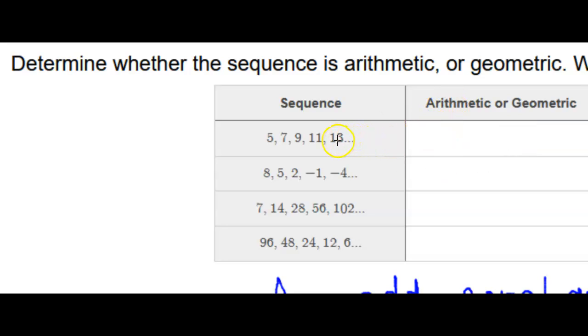So if we start with one term and we subtract the one before it, that will help us figure out what the common difference is. Remember, the common difference is just that constant that we're adding every single time. So if we take 13 minus 11, that tells us that our common difference is 2.